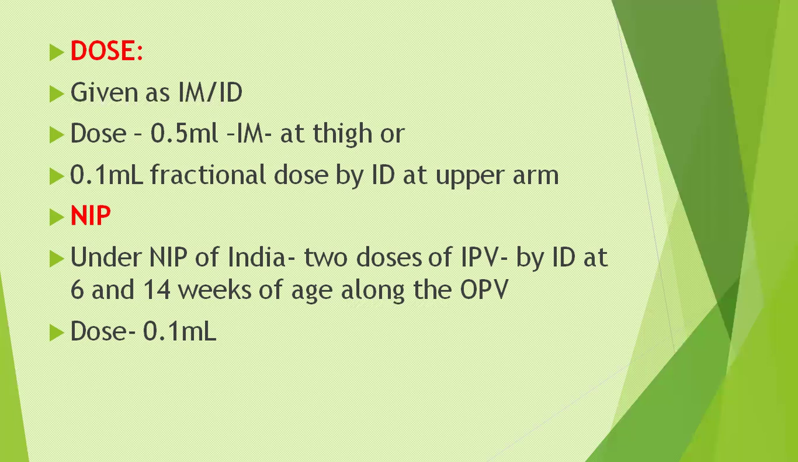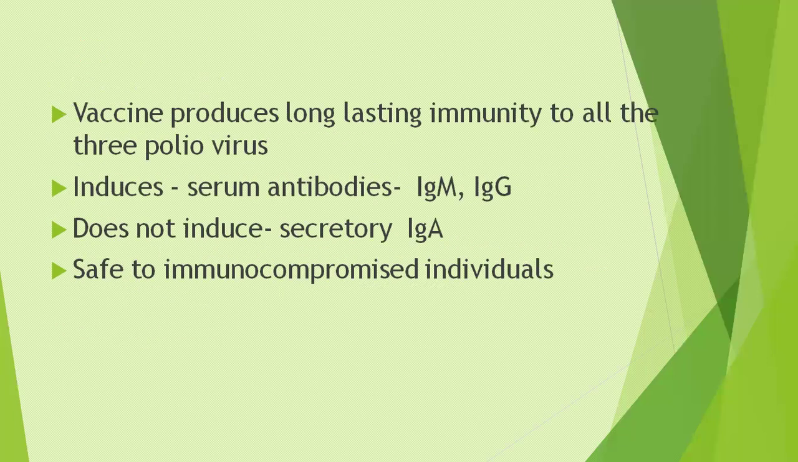The IPV has an efficacy of 80 to 90% on full course of vaccination. This vaccine produces long-lasting immunity to all 3 polioviruses. As we discussed, they induce serum antibodies, which means humoral antibodies. So only IgM and IgG are produced, and they do not induce secretory IgA or local IgA antibody.